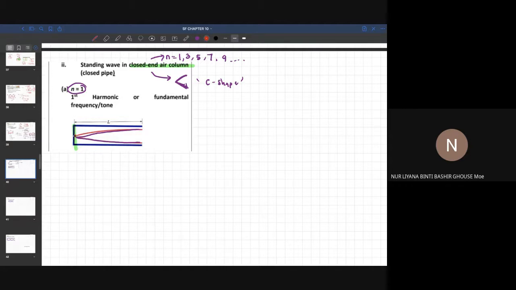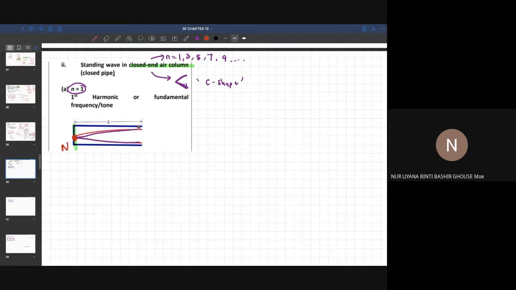Okay, everyone dekat chat box. Point dekat hujung sini adalah knot ataupun anti-knot? Okay, you answer dekat chat box. Point dekat hujung sini adalah knot or anti-knot? Okay, 1, 2, 3. Knot. Okay, very good. So this one is our knot.